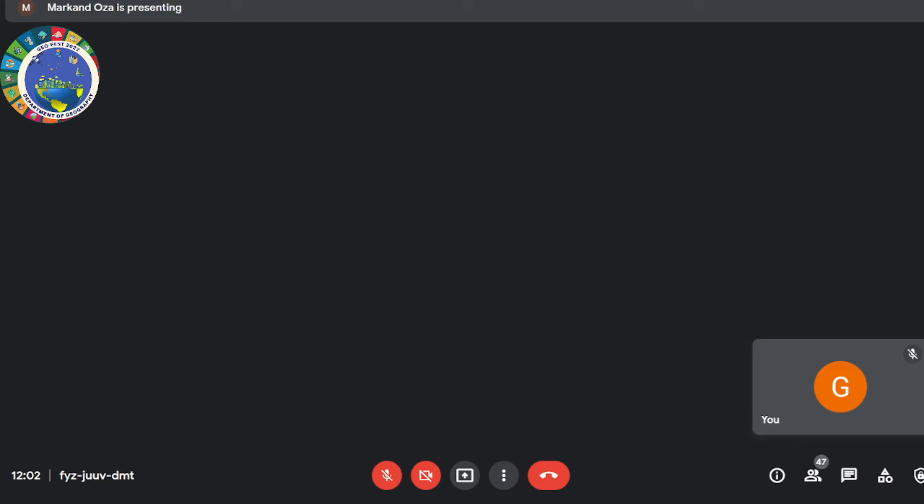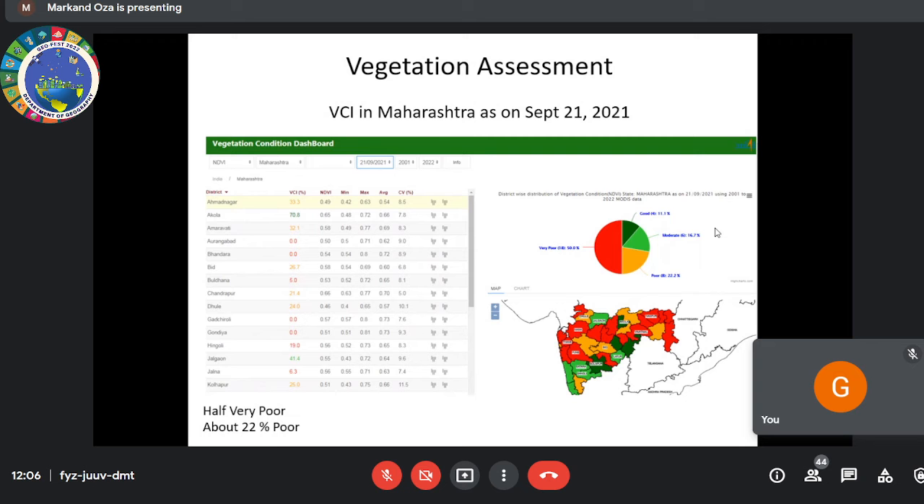As soon as I go to the vegetation condition dashboard, which I'll show you time permitting at the end, it has various parameters. I have chosen NDVI, but there's rainfall also, then NDWI also. Now, if I don't select anything here, it will give me state-wise performance of vegetation condition.